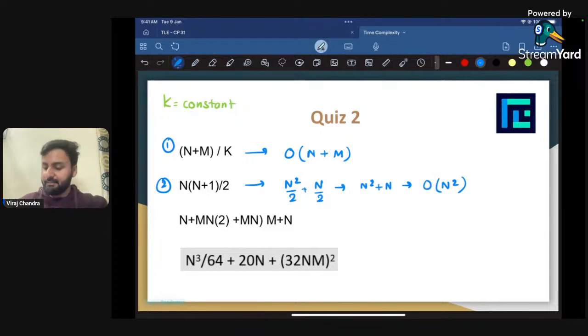Okay. What about the third example? Now I think this is a typo over here. I'll just quickly correct this. This is m, sorry, this is m square n and this is m n square. So n and then this is I think m. N plus mn square plus m square n plus m.